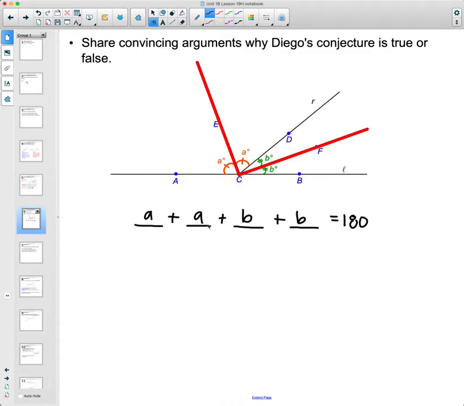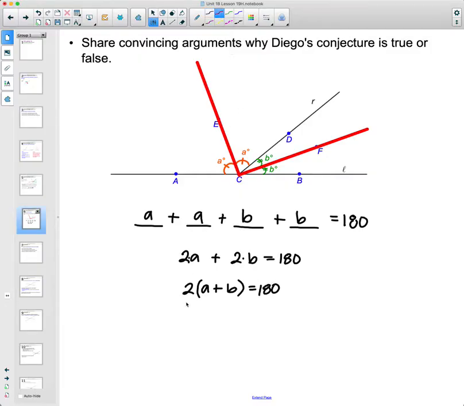So then if we start to manipulate this by putting the A's together, that's two A's, and put the B's together, that's two B's, equals 180. Then we could see that both of these have a 2, so we could factor the 2 out. So when we factor the 2 out, we're left with A plus B equals 180.